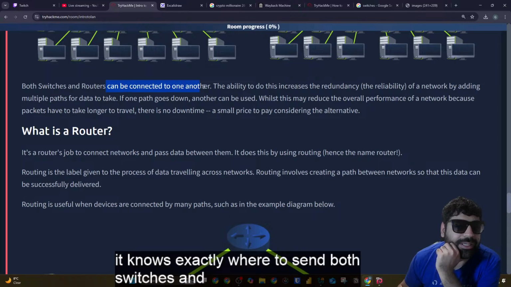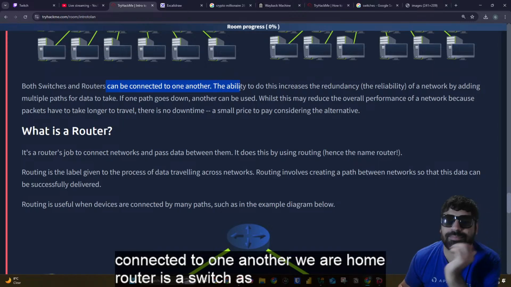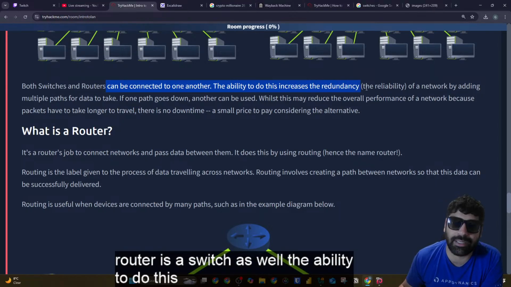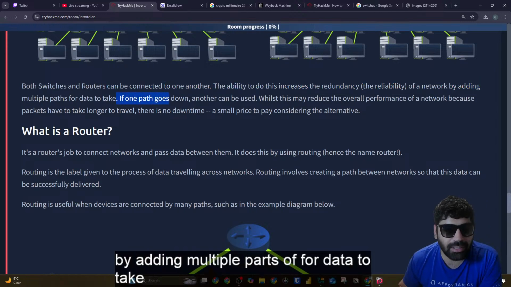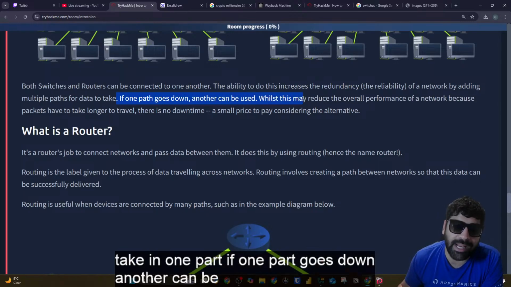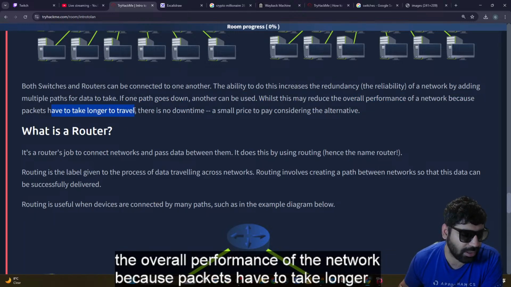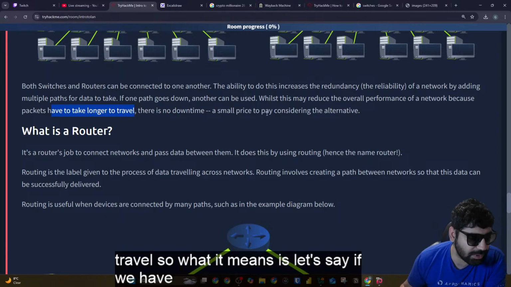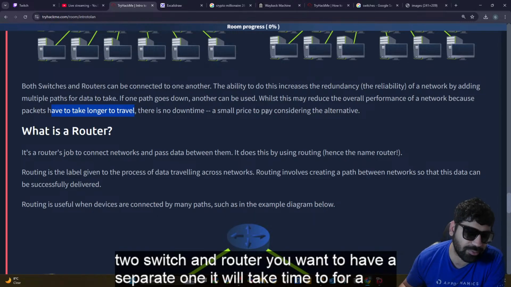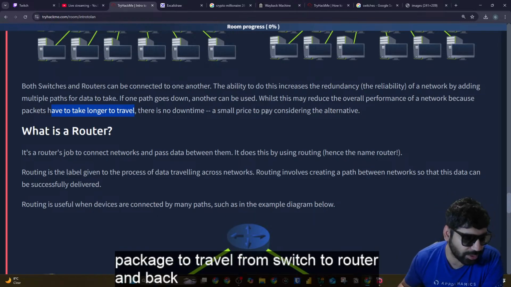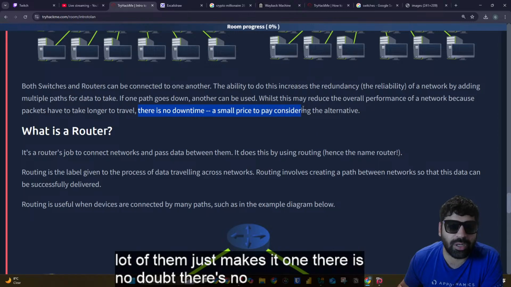Both switches and routers can be connected to one another. Your home router is a switch as well. The ability to do this increases the redundancy and reliability of a network by adding multiple paths for data to take. If one path goes down, another can be used. Whilst this may reduce the overall performance of the network because packets have to take longer to travel. So what it means is, let's say we have a separate switch and router, it will take time for a packet to travel from switch to router and back and forth, right? So a lot of them just make it one. There is no downtime, a smaller price to pay considering the alternative.